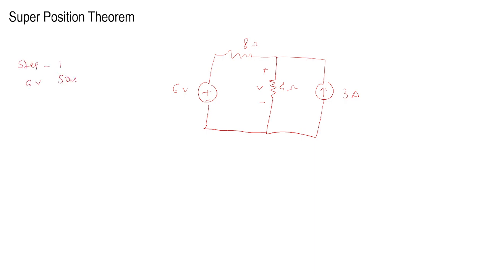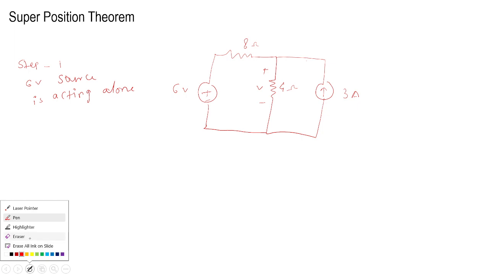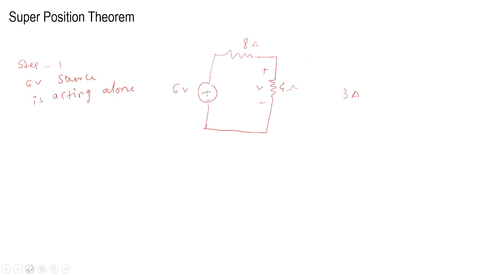In this step 1, the 6-volt source is acting alone. Okay, this source is acting alone. So when the 6-volt source is acting alone, this current source, we need to replace with the help of open circuit. So how we are going to do this? You can see here. We need to consider this current source to be open. So I am considering this current source open.